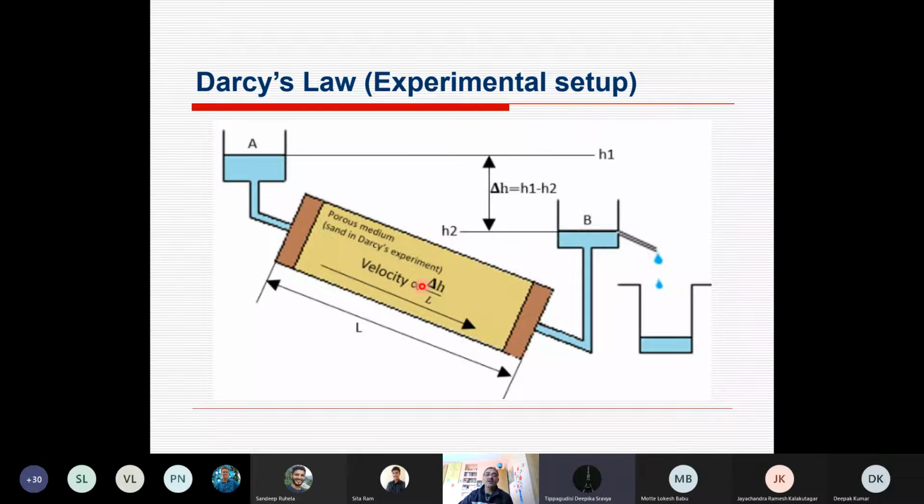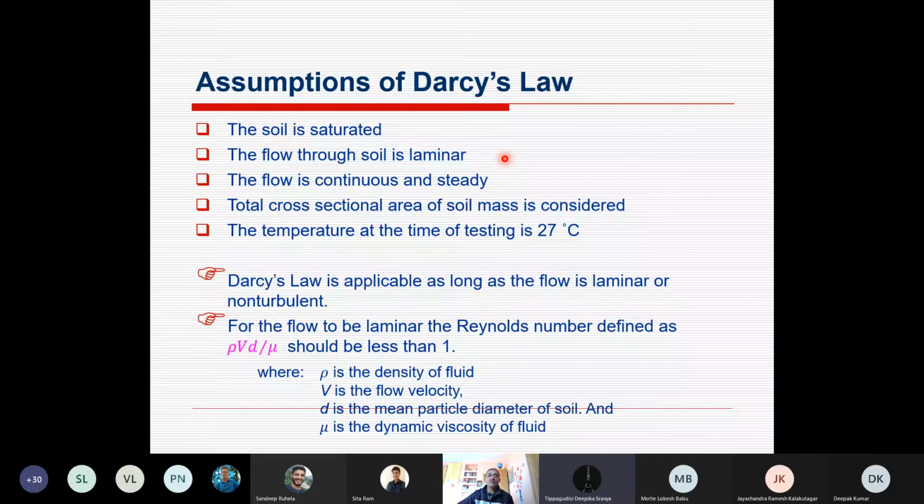Sand was taken there. So there are a few assumptions behind Darcy's law. First, soil is completely saturated. The velocity of flow, or discharge per unit time, or flux of water flow coming out from the soil, is assumed to come from saturated soil. That is the assumption of Darcy's law. Second, the flow through soil is laminar.